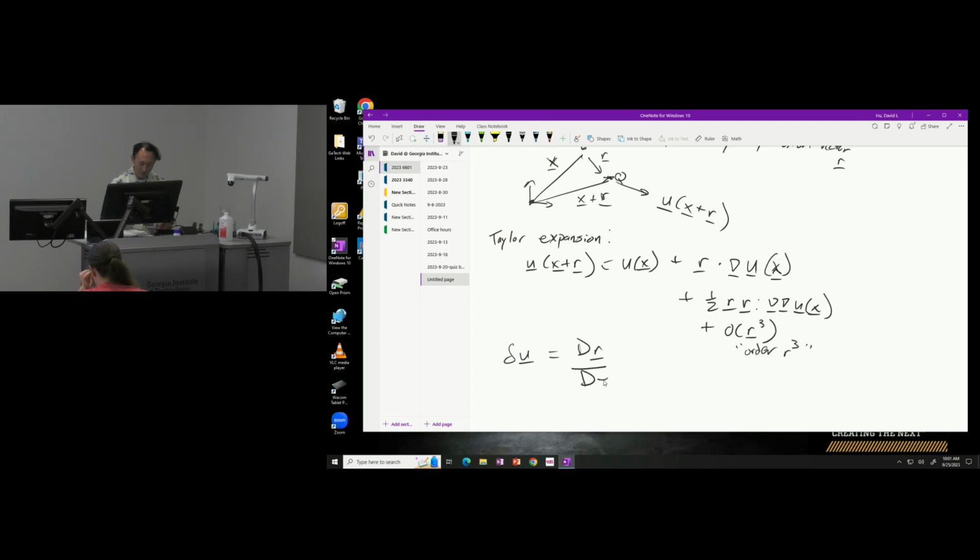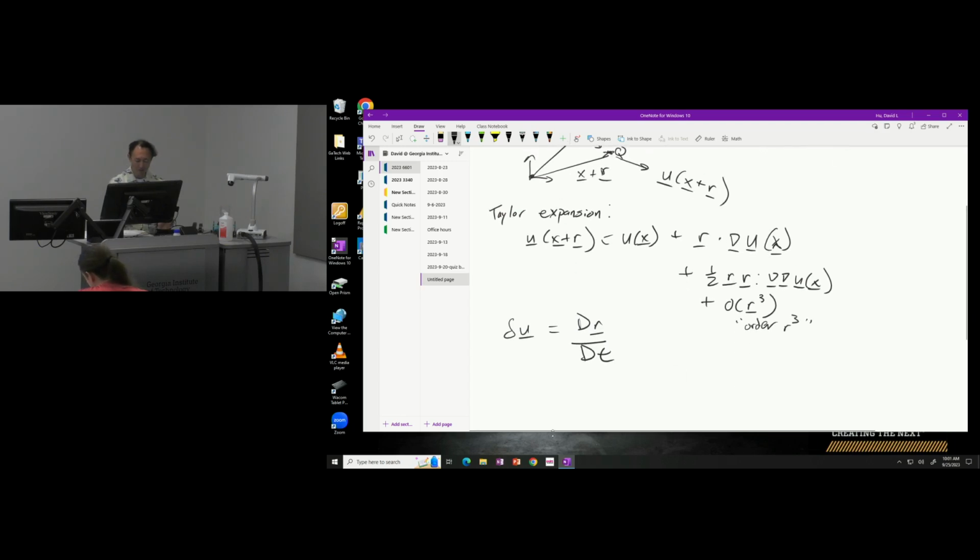Now imagine that x is a function of time and x plus r is a function of time, so all these points are moving around. But how much the velocity is changing is going to be given by this. We call this the relative velocity between P and Q, and this is going to be an important part of how we calculate strain.